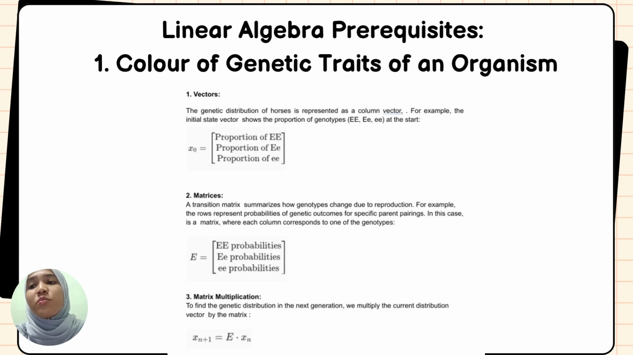The second is matrices, where the transition matrix summarizes how genotypes change due to reproduction. For example, the rows represent the probability of genetic outcome for specific parent pairings. In this case, it is a matrix where each column corresponds to one of the genotypes. So E equals the double capital E probabilities, capital E and small e probabilities, and double small e probabilities. And the last one is matrix multiplication to find the genetic distribution for the next generation. So we multiply the current distribution vector by the matrix: x(n+1) is equal to E times x(n).